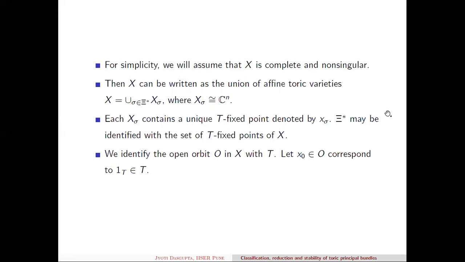So also, the torus is a dense subset of X, and that is in fact the open orbit of the torus in X. So the corresponding point of the identity element of the torus in the orbit, we are denoting it by x naught.